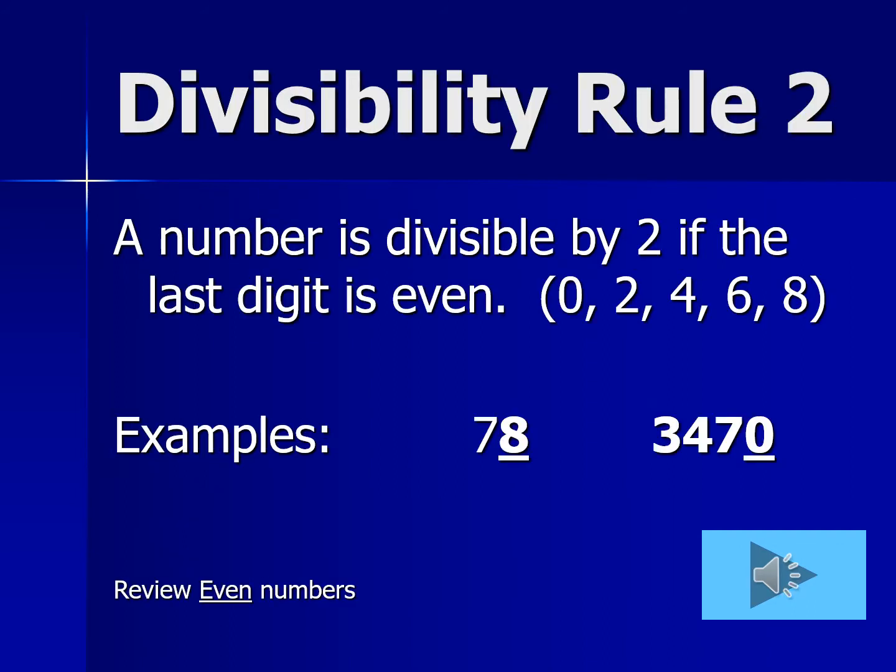Firstly, we will see the divisibility rule for 2. So a number is divisible by 2 if the last digit is even. That means the digit at one's place is an even number. What are even numbers? You know, 0, 2, 4, 6, 8. So if a given number ends with these even numbers, the whole number will be divisible by 2.